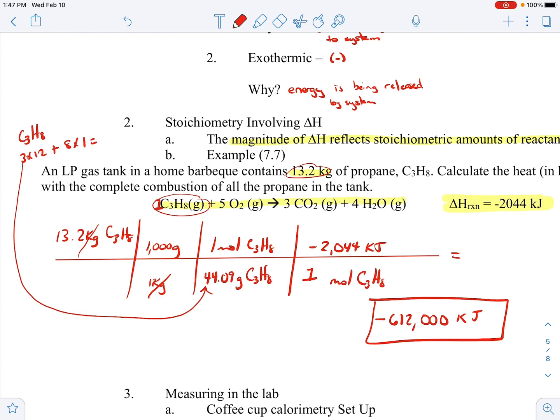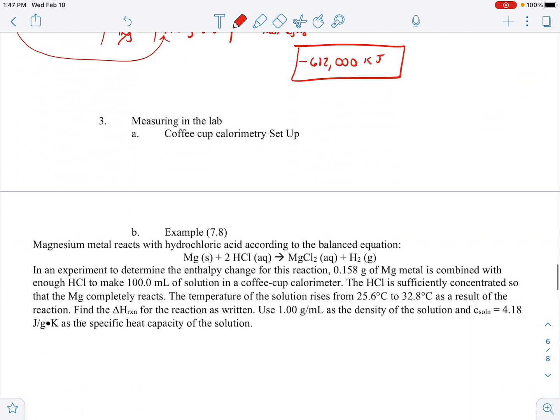Okay, awesome. So let's keep rolling. So now we're talking about how are we going to do this in the lab? What would this look like in the lab? And what we create is what is called coffee cup calorimetry. So literally you use a coffee cup.